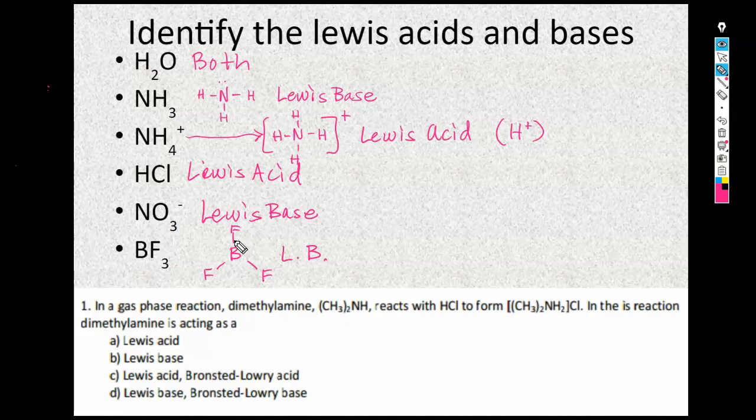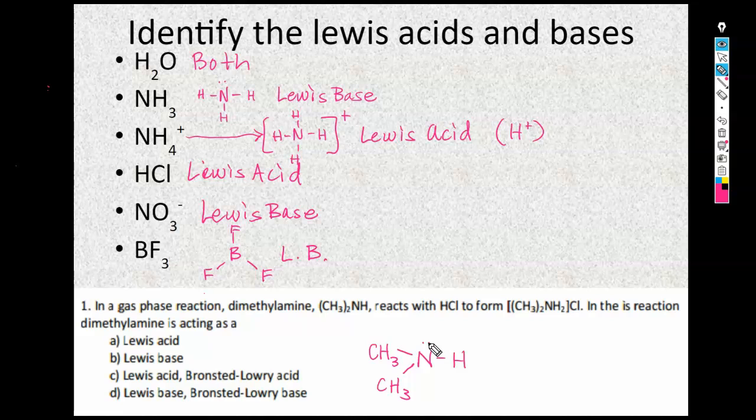So there's that. Okay. In a gas phase reaction, dimethylamine, let's go ahead and draw it out. We have CH3 and CH3. And that is bonded to an N that has an H here, and like that. That's what it looks like. Reacts with HCl to form (CH3)2NH2Cl. There it all is.